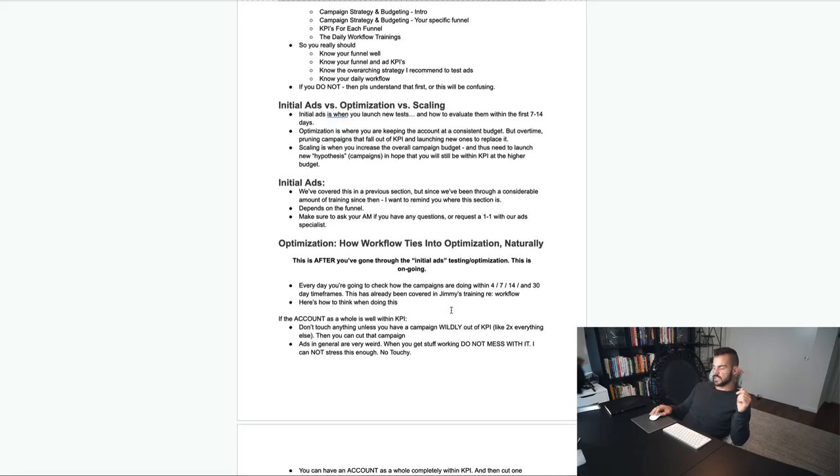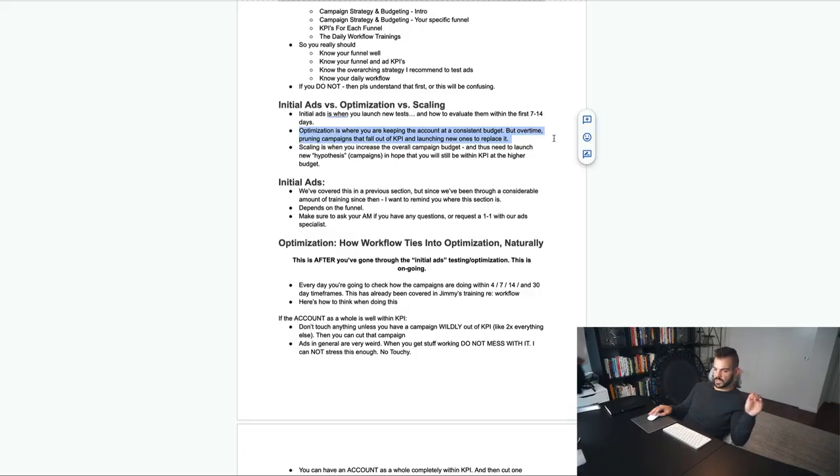Now, what's the difference between initial ads, optimization, and scaling, okay? Initial ads is just like when you launch the new tests, and initial ads refers to what we covered before about how to evaluate those in the first 4 to 14 days, okay? That's kind of its own way of thinking. Then you have optimization. All optimization is, hey, you're keeping the budget consistent over time. Like over the next month or 2 months, you just want to spend a consistent $1,000 a day or whatever it is.